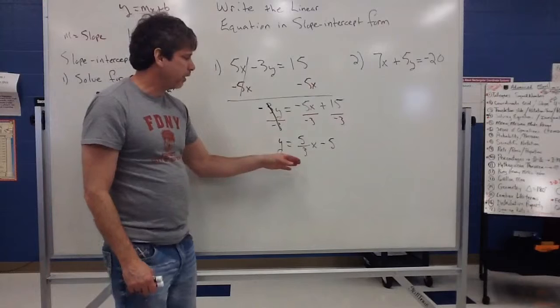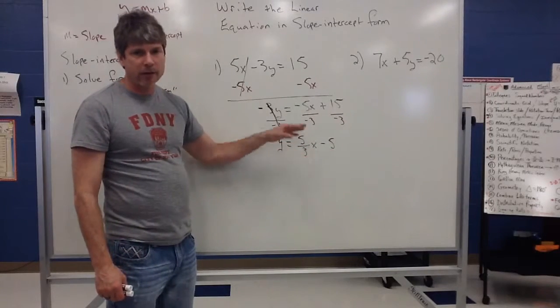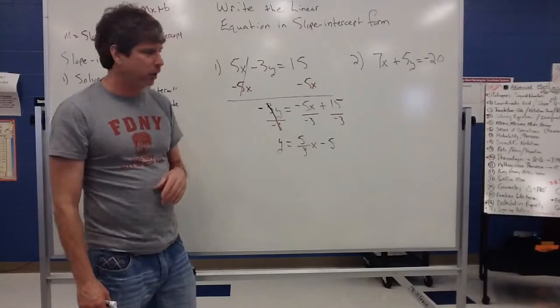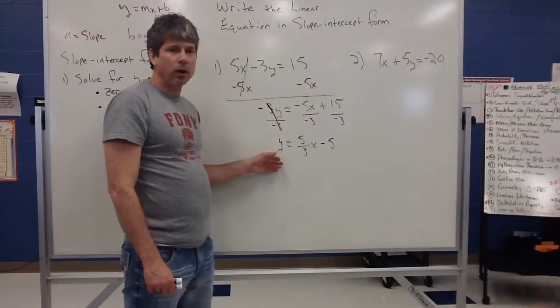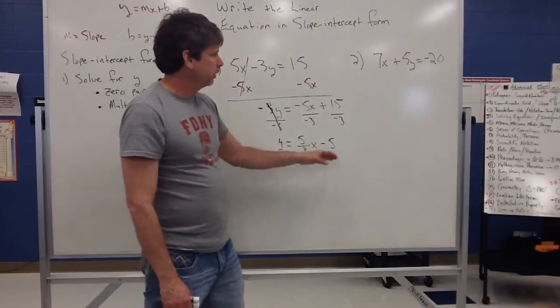So if we wanted to graph it, we would see that our y-intercept is a negative 5, and we could use that slope of 5/3 to graph some more points and draw the line. But this is all they are looking for, just putting it in what we call slope-intercept form. Let's look at this next equation.